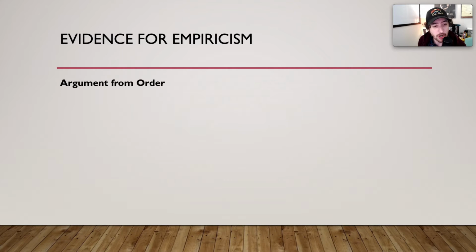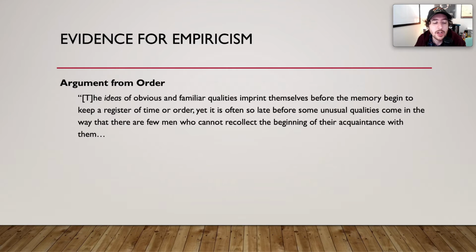There's also an argument from order here. He says, "The ideas of obvious and familiar qualities imprint themselves before the memory begins to keep a register of time or order." So those very common things we encounter, like colors and shapes, we get those ideas so early we don't even remember getting the ideas.